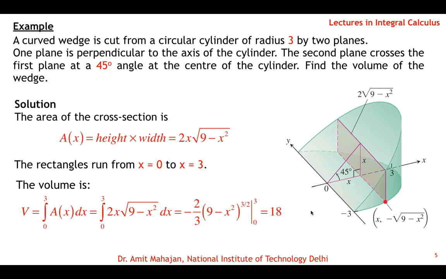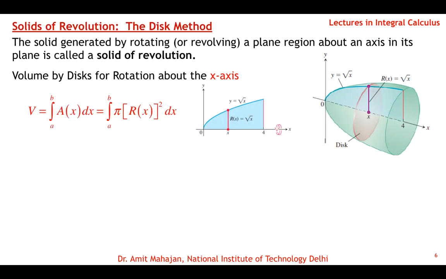Okay, the second method to find volume using cross-sectional areas is the disk method, when the solid is revolved about the axis of a plane region. The solid generated by rotating or revolving a plane region about an axis in its plane is called the solid of revolution.